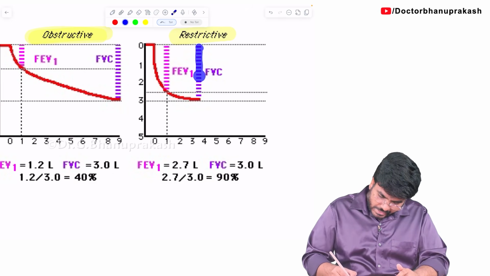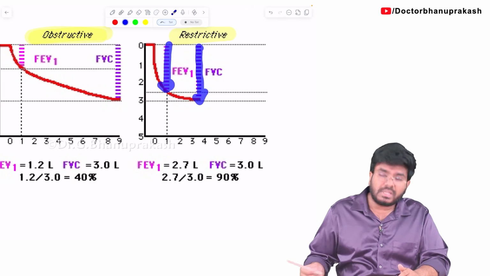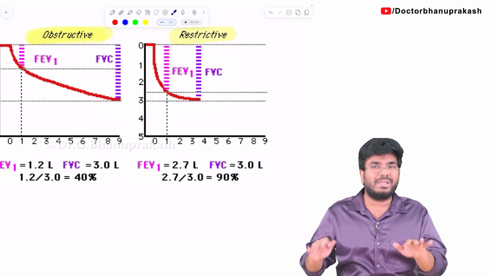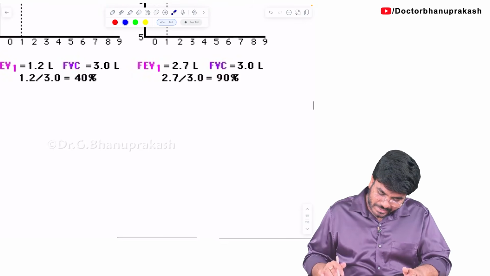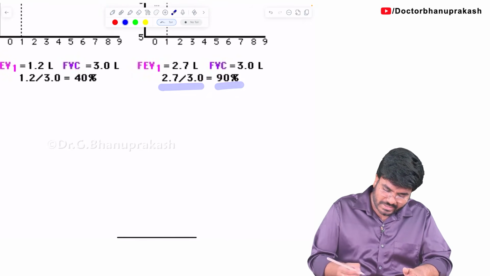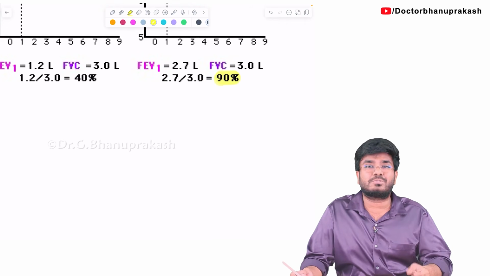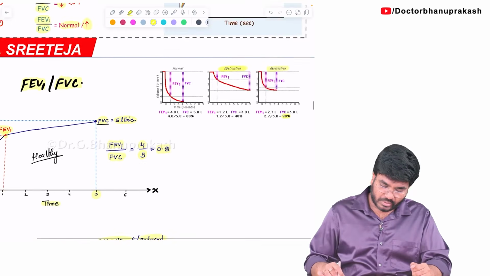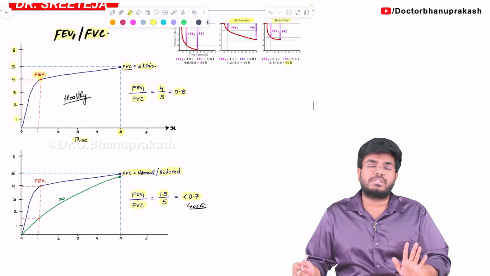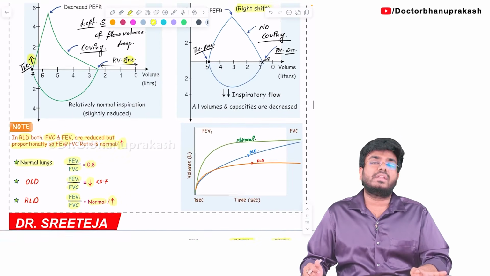But in this condition, FVC is reduced as well as FEV₁, both are reduced. But proportionately, both are decreasing. So, what is happening here? So, FEV₁ by FVC ratio, see, it's even 90%, that's a 0.9, it's even increased, so slightly increased. So, this is how to differentiate between obstructive versus restrictive lung diseases. If you know this, no one can stop you.